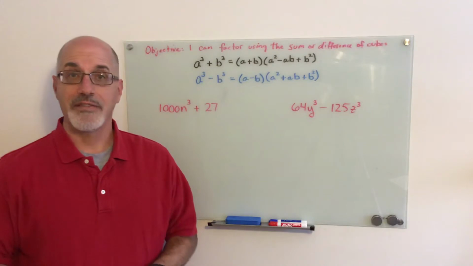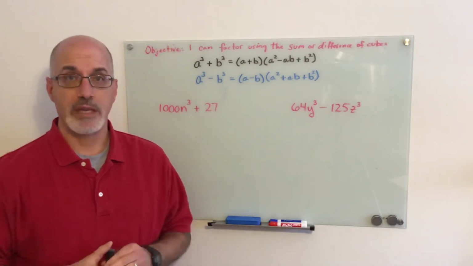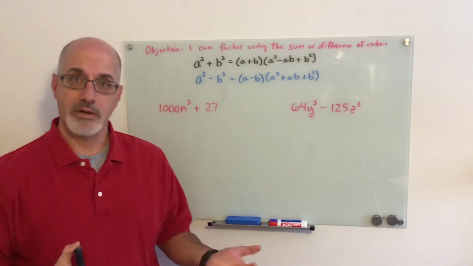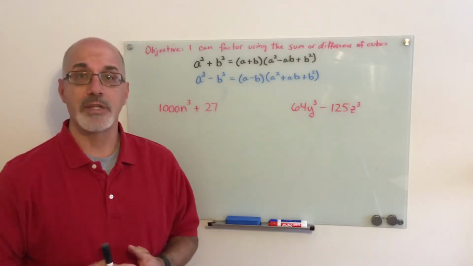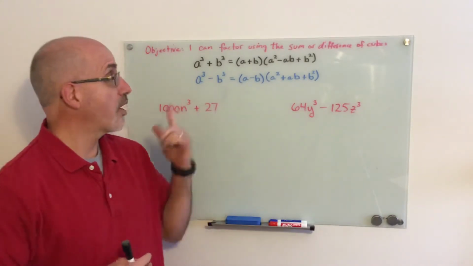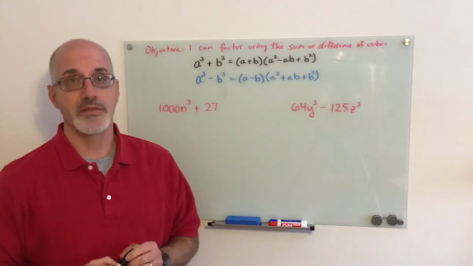We're going to talk about factoring. And one of the forms that we use in factoring that we don't usually use in regular algebra, that we do in Algebra 2 and beyond, are sum and difference of cubes. So our objective is: I can factor using the sum of cubes and the difference of cubes.